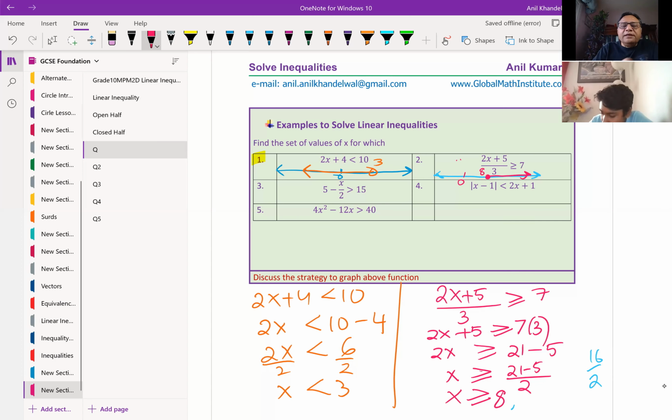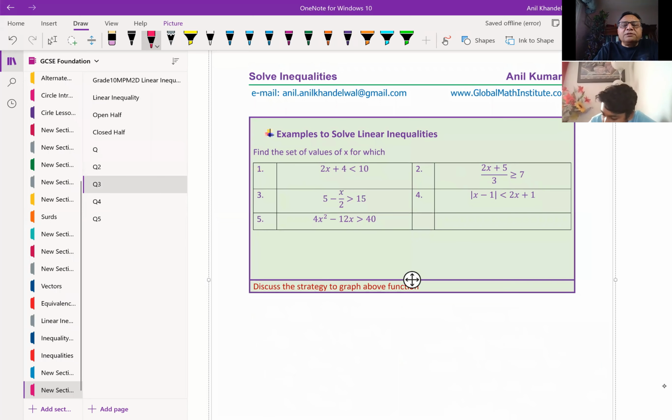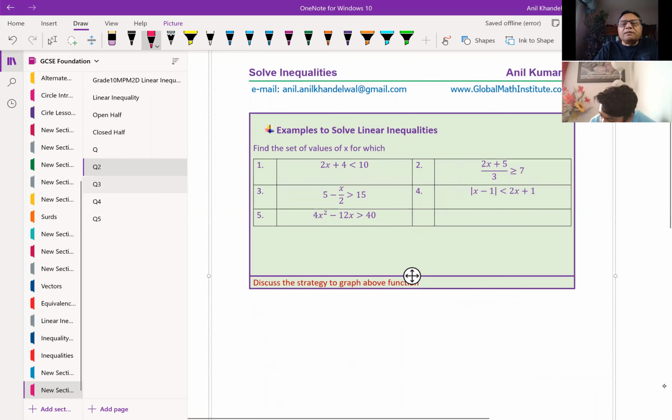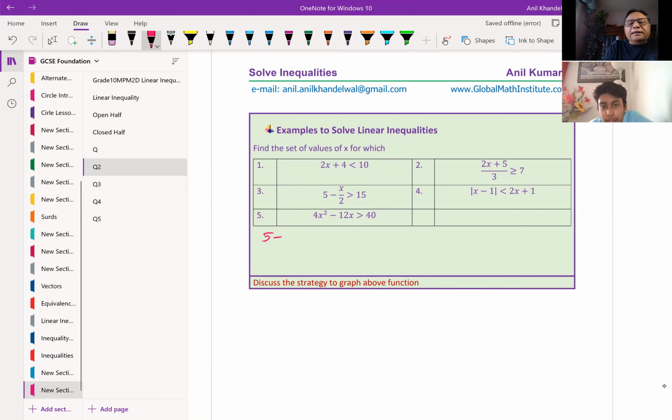Okay, now let's do question number 3 and question number 4. So question number 3. This is again a linear inequality in one variable. So we have 5 minus x by 2 greater than 15. Tell me how will you do it? So what I would do is 5 minus x, because we multiplied it, on the other side would be 15 multiplied by 2. So 5 will also get multiplied by 2.